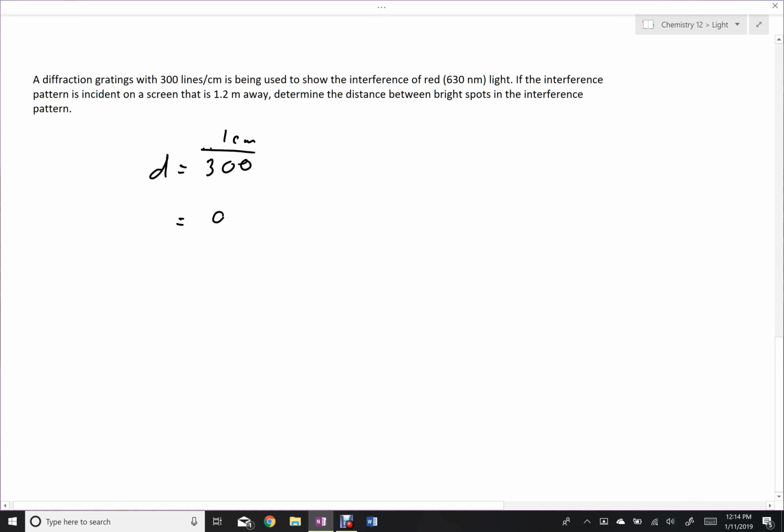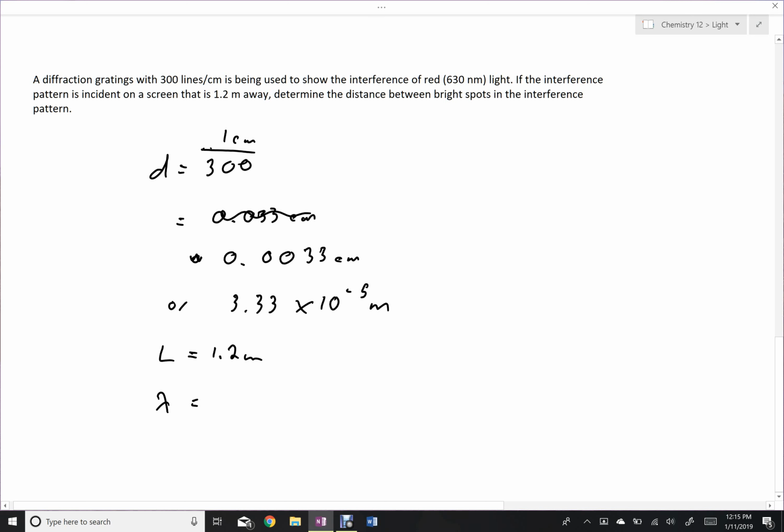So this is going to be 1 divided by 300. Sorry, I'm messing that up. 0.0033, that just keeps going, centimeters, or 3.33 times 10 to the negative 5 meters. I have an L, 1.2 meters, and I have my wavelength of light, which is 630 nanometers.